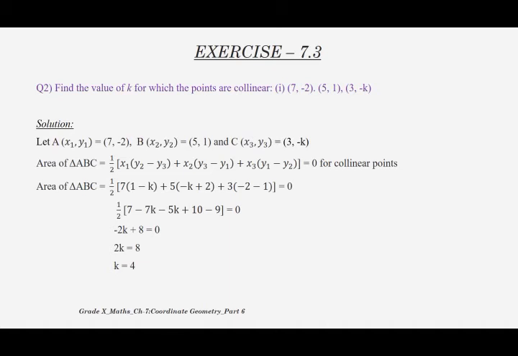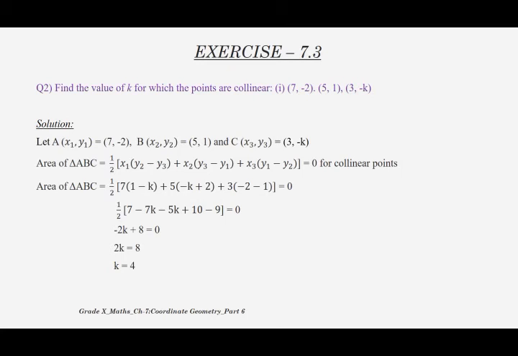Second question, find the value of k for which the points are collinear. First part, (7, minus 2), (5, 1), (3, k). Collinear, you already know, it means all the 3 points lie on the same line. If they lie on the same line, then they cannot form a triangle. So, area of the triangle will be 0. This is the idea behind checking if 3 points are collinear or not.